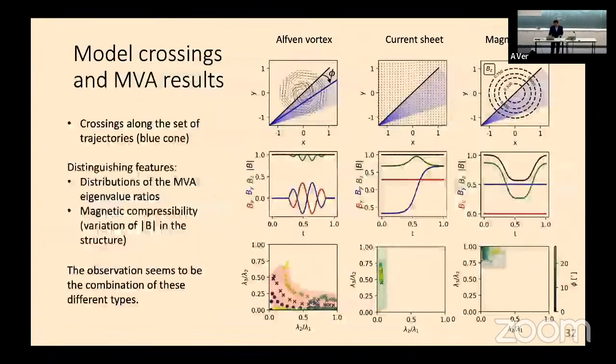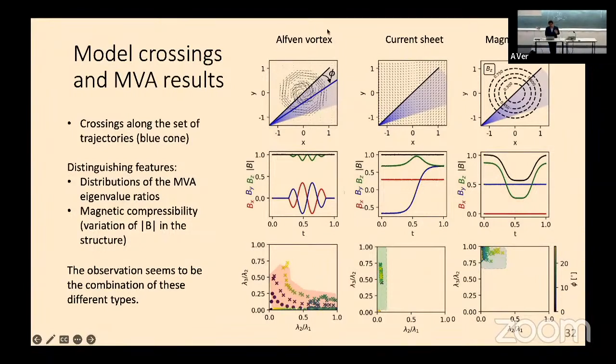And to respond to this question, we try to analyze the models of coherent structures. So if we cross an Alfvén vortex model along numerous trajectories shown in the blue cone here, with equal probability, for each trajectory we obtain a time series of the magnetic field along the trajectory. If we perform the minimum variance analysis for this magnetic field, we get a point somewhere on the plane of the minimum variance results. And what is interesting is that the geometrical properties of the structures are reflected in this minimum variance results.